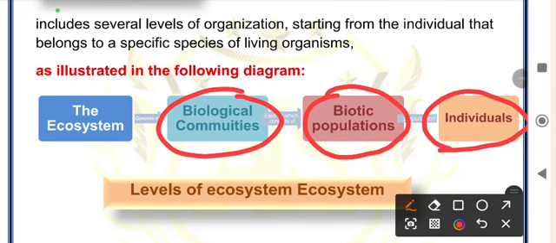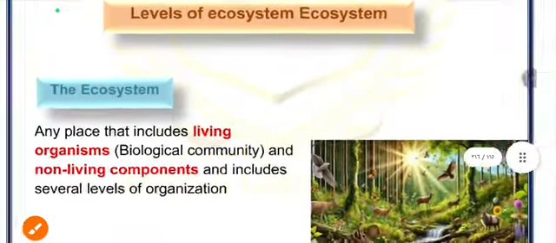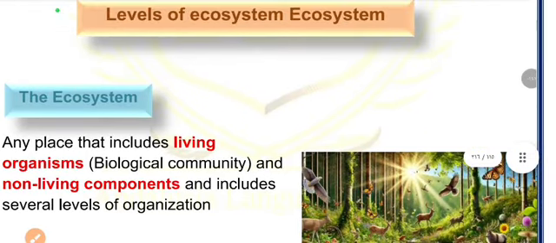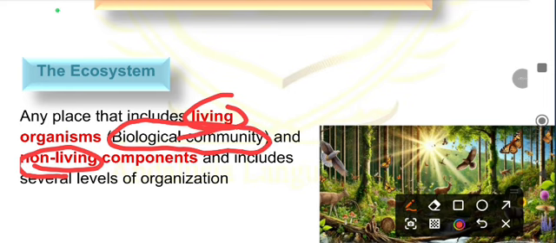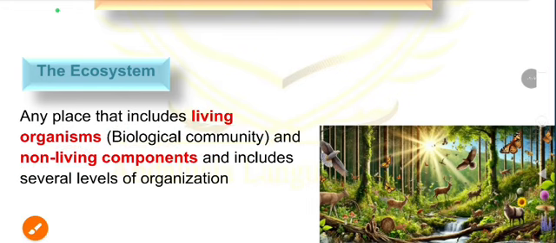We said that ecosystem is a place where living and non-living organisms are included. Ecosystem is a place that contains living and non-living. Living means biological communities. So the ecosystem consists of biological communities, which means living organisms. Okay?